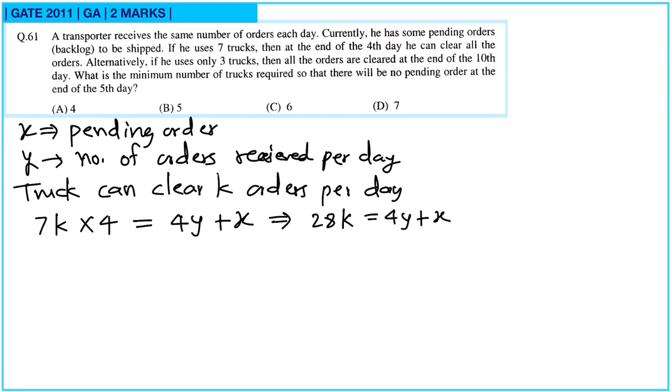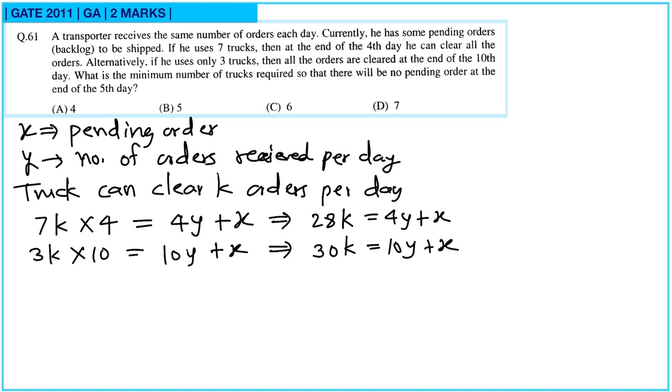Similarly, from second condition, if he uses 3 trucks, that means 3k, then he will require 10 days. So 3k into 10, that will be equal to 10 into y, that is number of orders received in 10 days plus the pending orders x. So this is 30k is equal to 10y plus x. If we solve this in terms of y, then value of k and x will be k is equal to 3 into y.